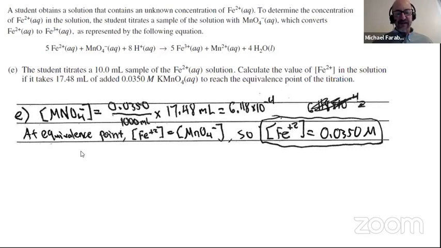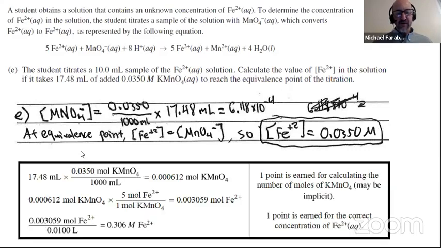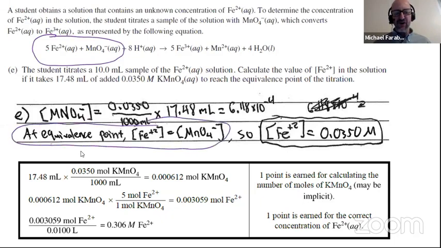Now, what they did right was they calculated the moles correctly. So 0.000612, or as they said, 6.118 times 10 to the negative 4, that part looks great. But the problem is they ignored the 5-to-1 mole ratio as given by the coefficients. So they somehow assume that moles of iron are equal to moles of permanganate, and without that conversion of moles of permanganate to moles of iron, without multiplying by 5, that's what they did wrong.